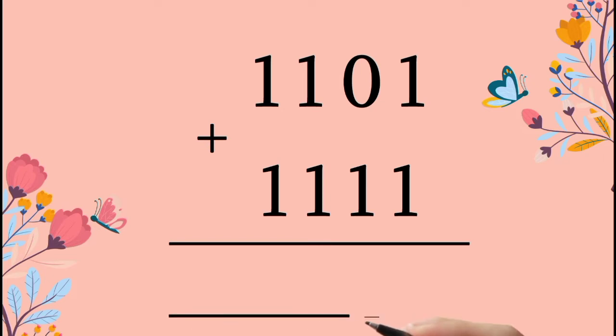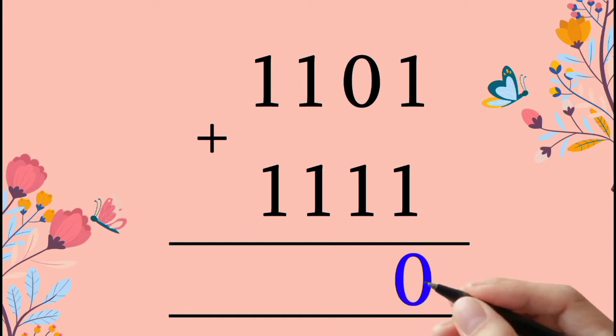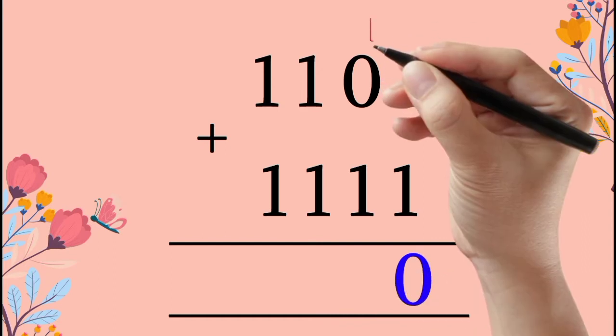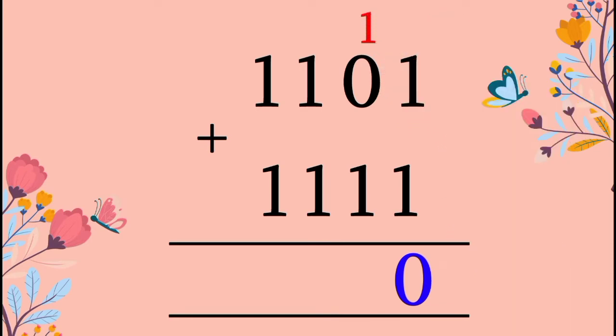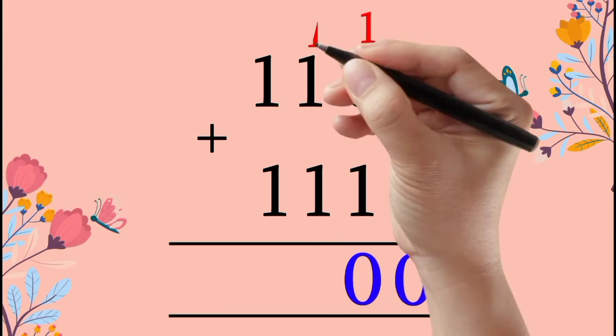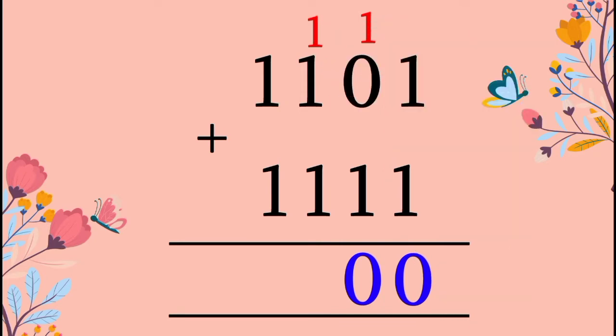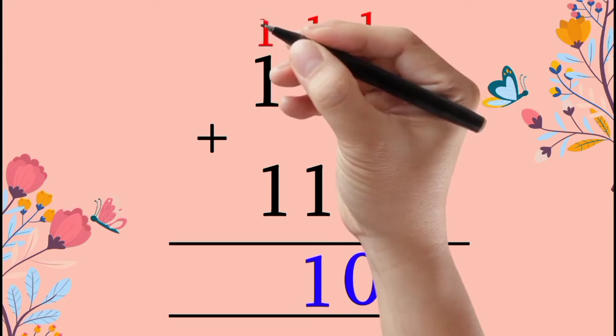The first thing you need to do is to add the numbers starting from the very last digits. So we have 1 plus 1, which is equal to 10. So we put down 0 and carry 1. This time around, we have 1 plus 0 plus 1, which will also give us 10. So we put down 0 and carry 1. Now, we have 1 plus 1 plus 1, which will give us 11. So we put down 1 and carry 1.